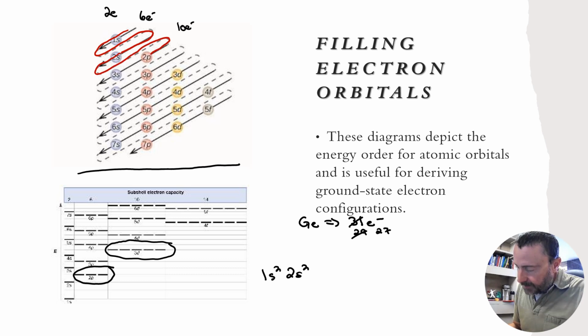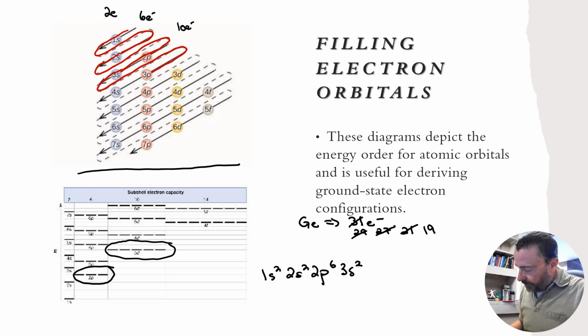I keep going. Next thing I get to is a 2p. P's can hold 6, so 2p6. 27 minus 6 is 21. We are going to keep going. Next thing I get to is a 3s. It can hold 2. 21 minus 2, I'm down to 19 electrons I can put in. We get to the 3p. P's can hold 6. 19 minus 6, we are down to 13 electrons to put in. Next I get to the 4s. They can hold 2, so I'm down to 11.